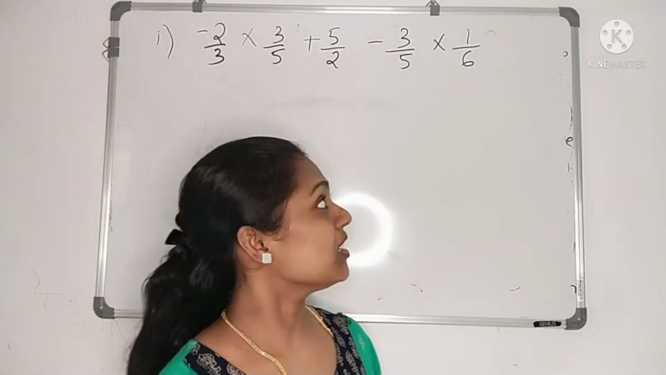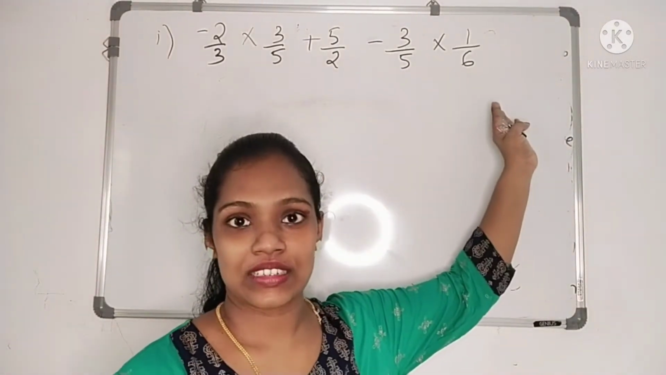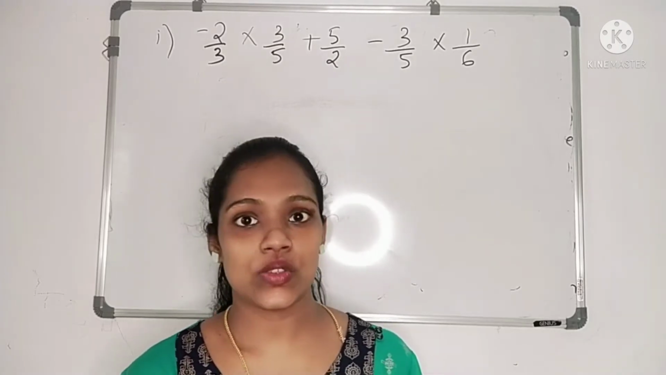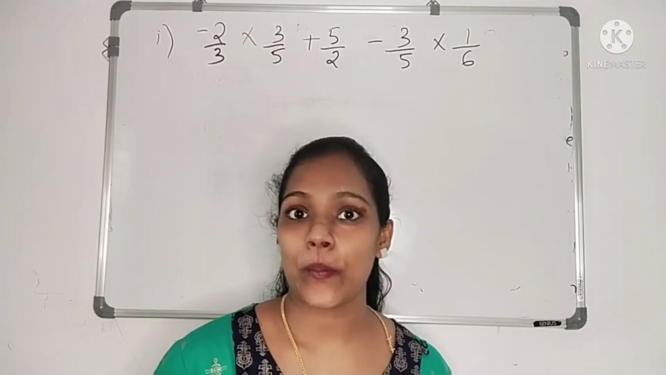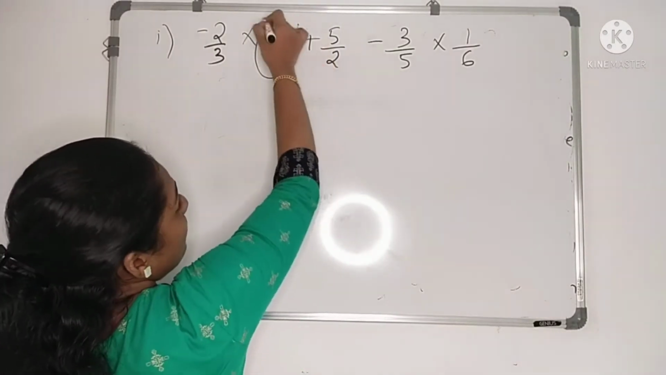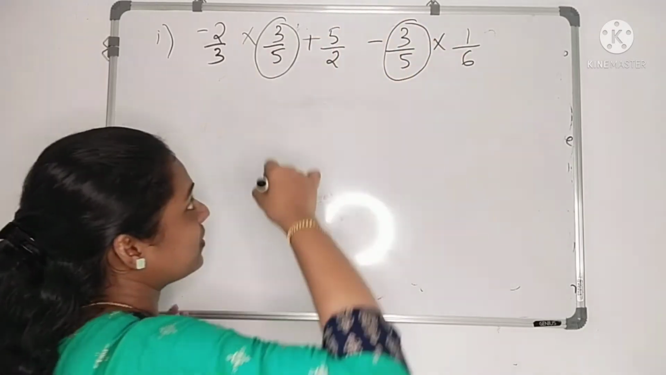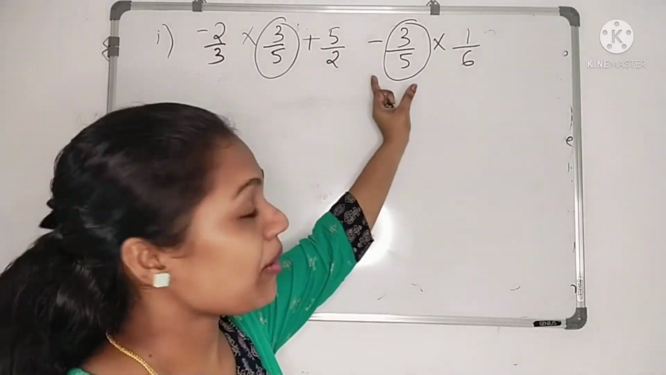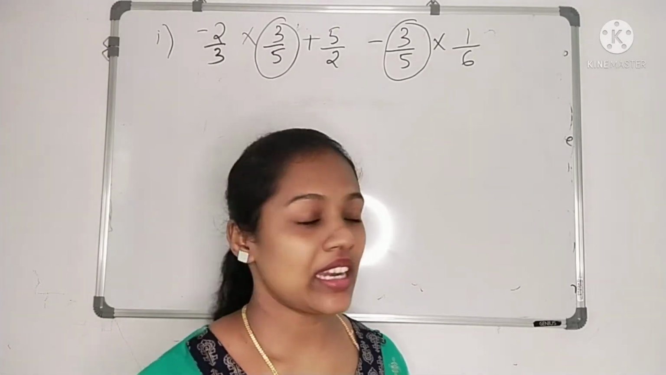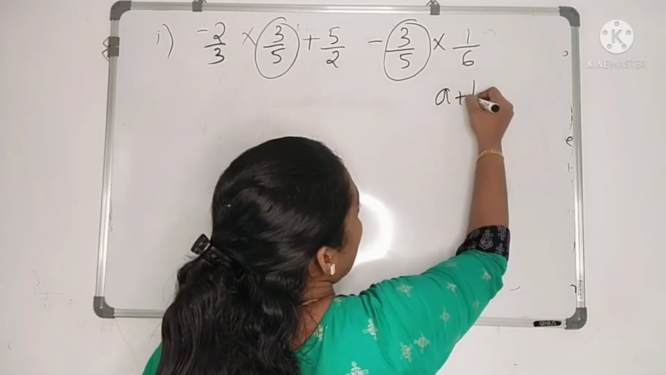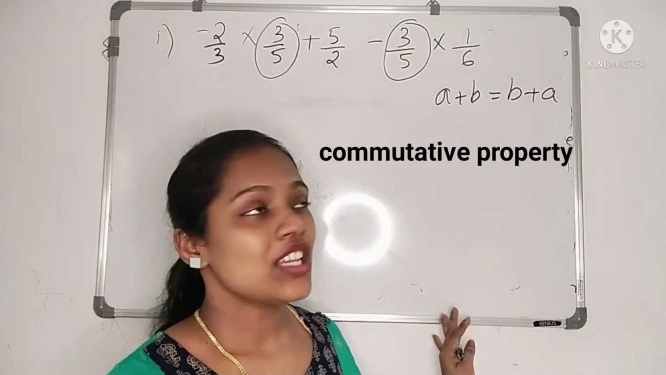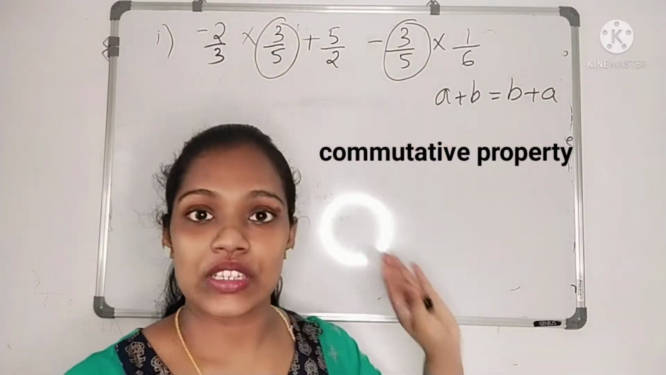Now, see how you can solve this. We have studied many properties: commutative property, distributive property, associative property, and so on. Let's see which property is suitable in this case. You can see here that we have 3 by 5 and here also we have 3 by 5. So we have the same number here, and we can rearrange this. We have studied the commutative property. What is the commutative property? A plus B equal to B plus A. This is our commutative property. So we can rearrange these numbers first. That is our first step.